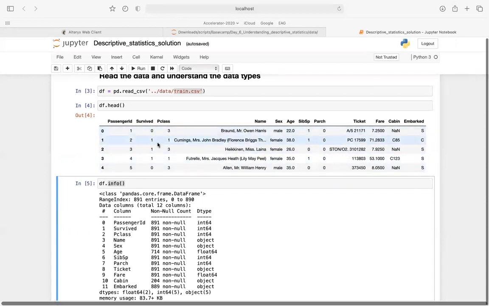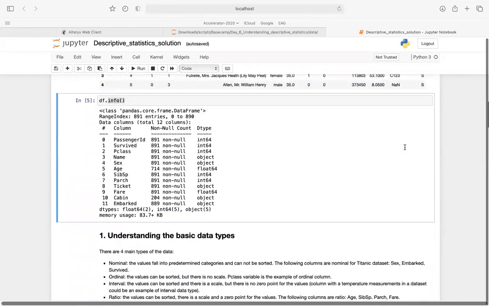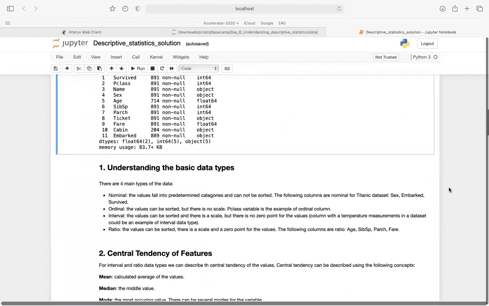0 means not survived, 1 means survived. And I cannot say which is greater, which is smaller. Similarly, if you look at embarked, I have S, C, S, S, and I cannot say if S is greater than C and C is greater than S. That's a nominal value.